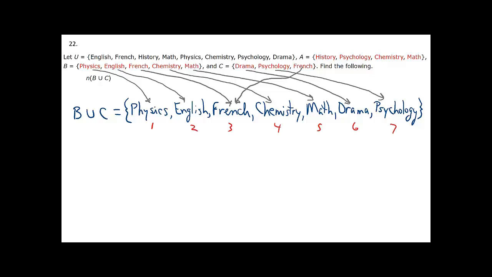And the number of elements you simply count. You count 7 of them, so the number of elements in the union of B and C is 7.